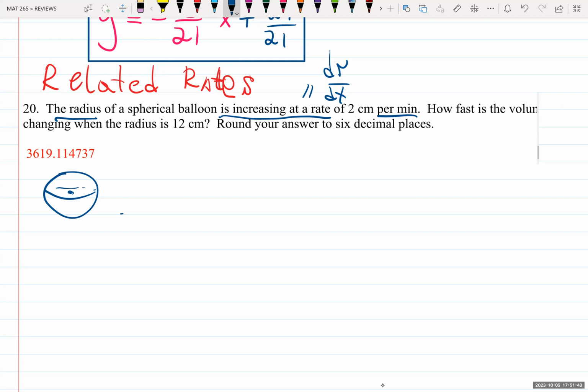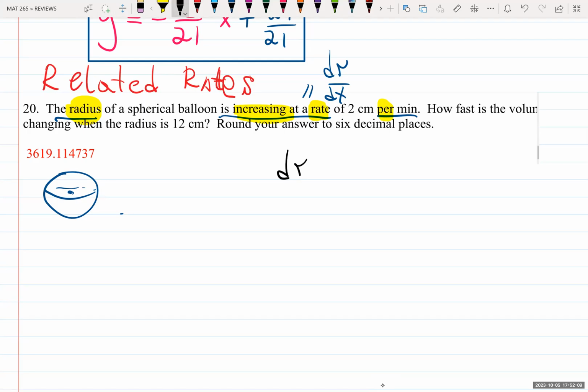We did not do problems with other variables yet, but it's actually increasing with respect to surface area too. So there's lots of relationships. Anyway, when I see the keyword per, I know it's a derivative, but in general I see increasing, decreasing, or changing. Changing is derivative. Rate. It actually says it's a rate. Rate of what? Of radius. Oh, so that's dR over dt.